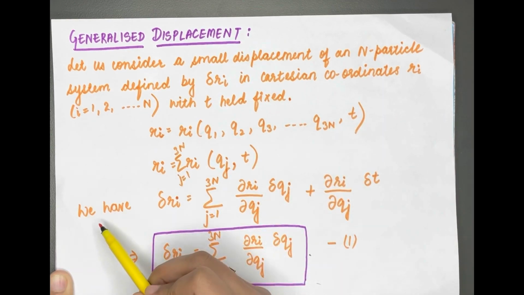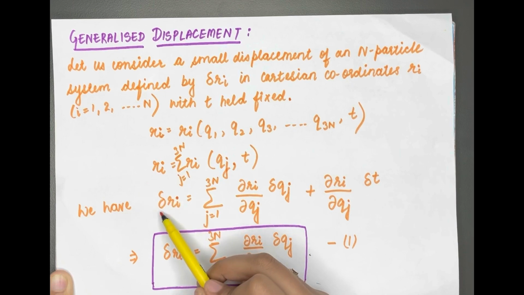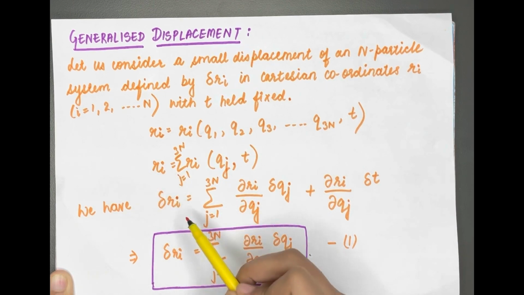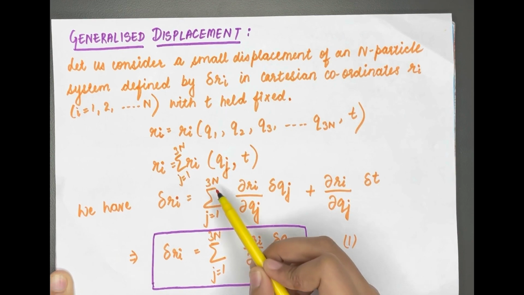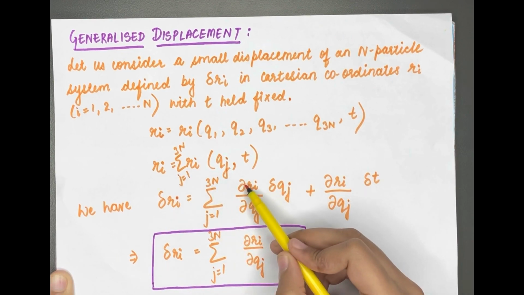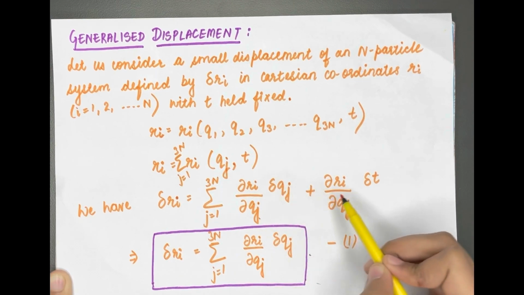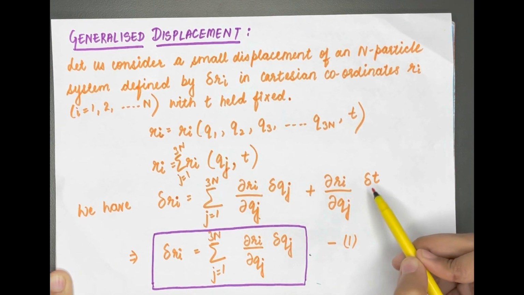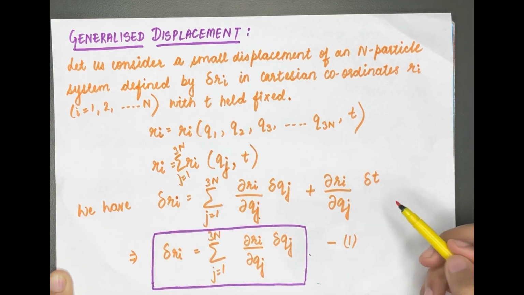Okay, so we have δRi. We will be taking a variation of this Ri component. δRi is equal to the summation over j from 1 to 3n of ∂Ri/∂qj δqj plus ∂Ri/∂t δt. That's how we take variation of a component.